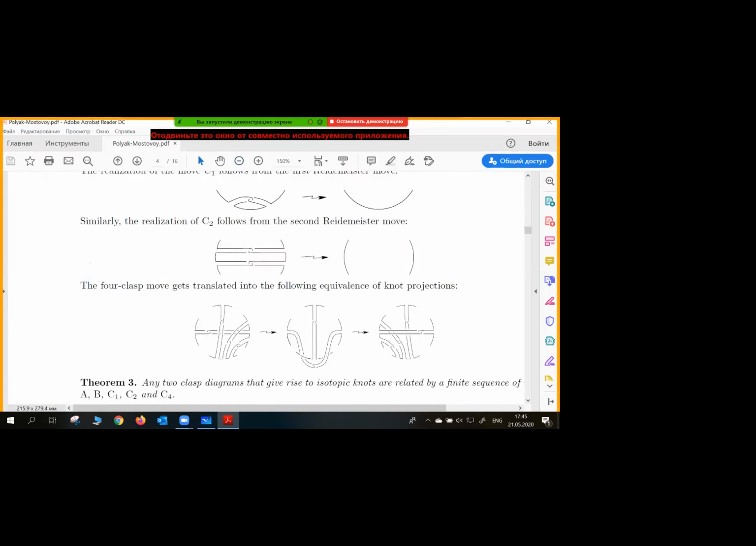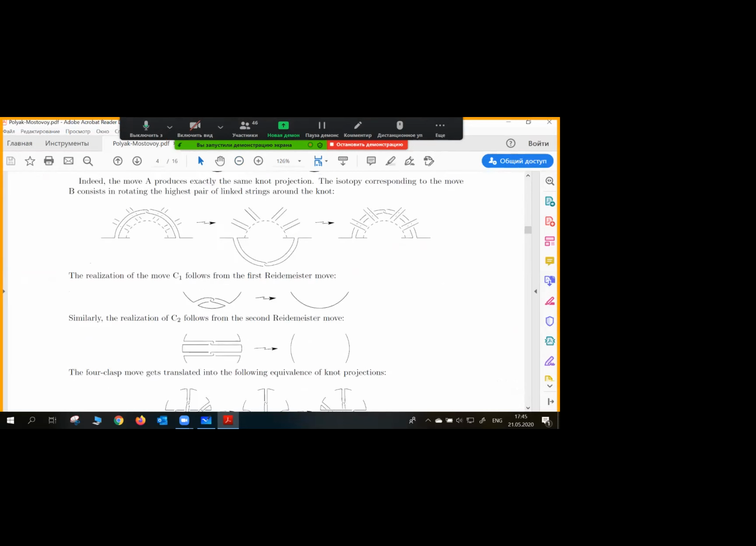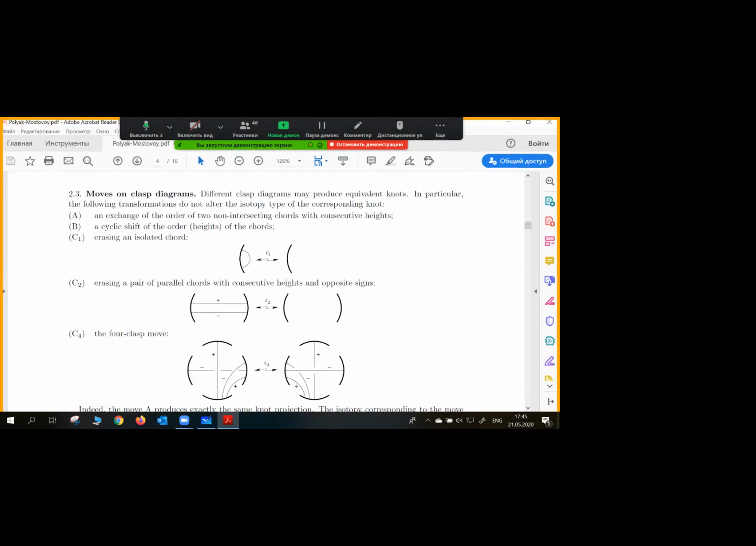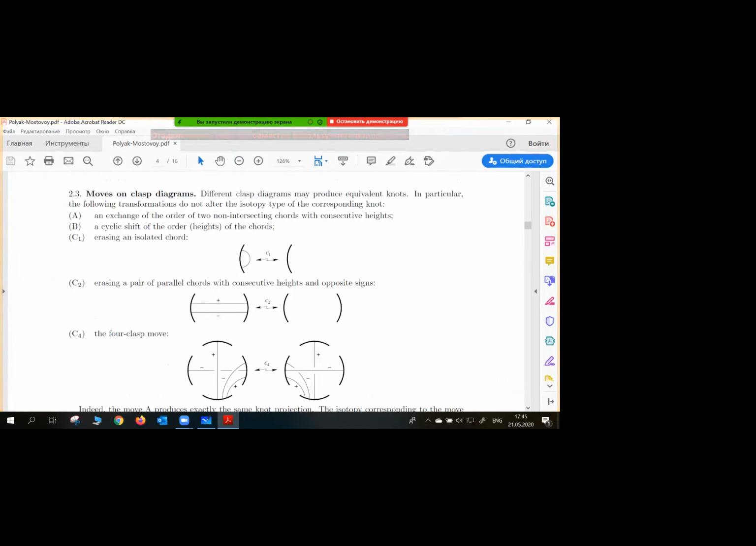So these moves A, B, C1, C2, and C4 are just it. Any two clasp diagrams that give rise to isotopic knots are related by a finite sequence of moves A, B, C1, C2, and C4.